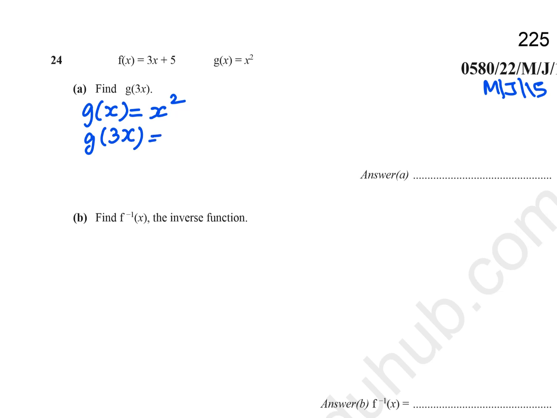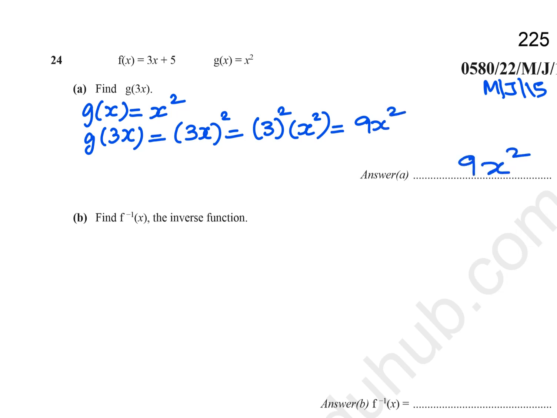So now g of 3x is how much? So when you want to find this, wherever there is x, you plug in 3x. So that is equal to (3x) squared. And this is simply same as 3 squared and x squared. How much is 3 squared? 3 squared is 9. x squared is x squared. So you have this as being equal to 9x squared. Okay, find f inverse x, the inverse function.